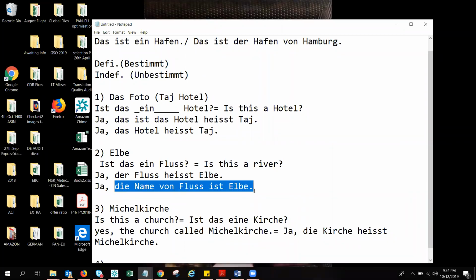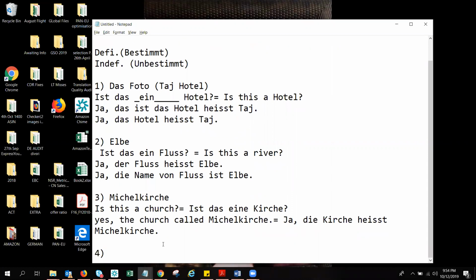Die Name von Fluss ist Elbe. Die Name von mein Bruder ist Peter. So this kind of. Die Name von Fluss means name of the river. Okay, cool. Next, as I told you, photo is das Photo.